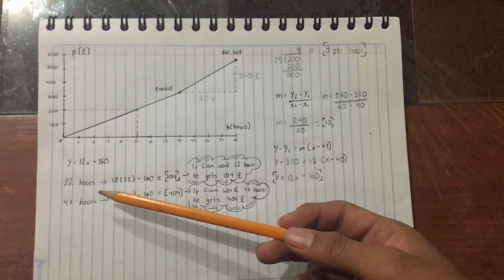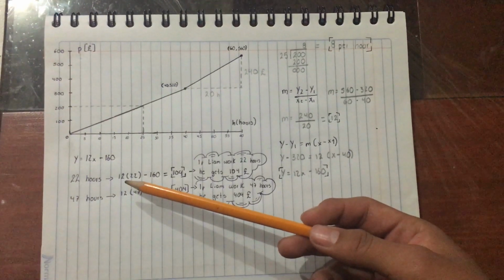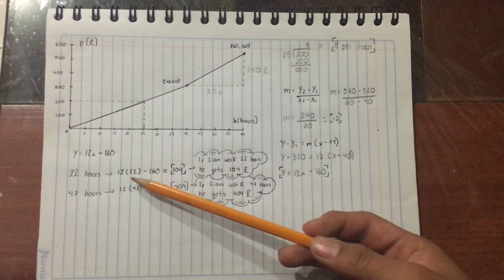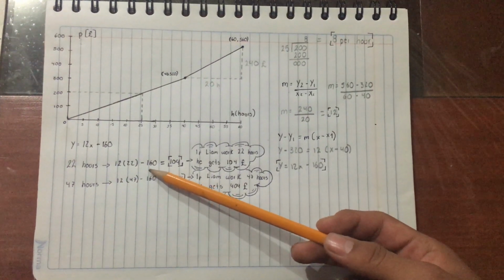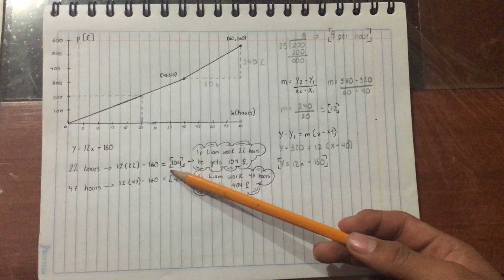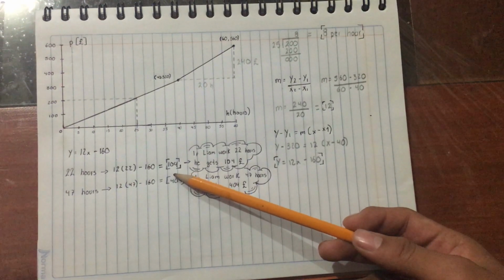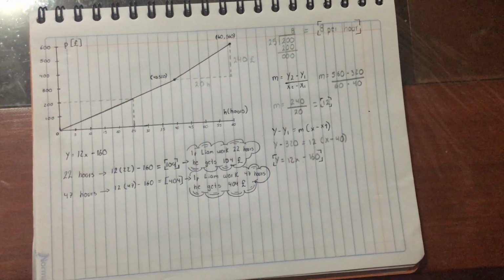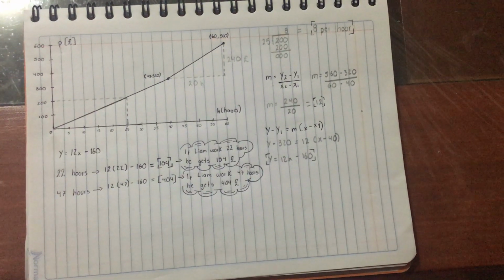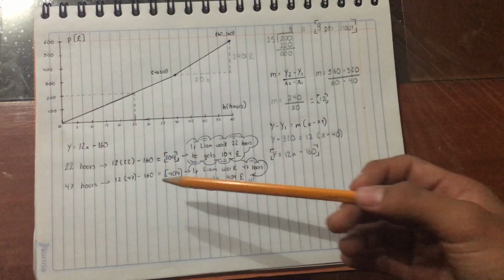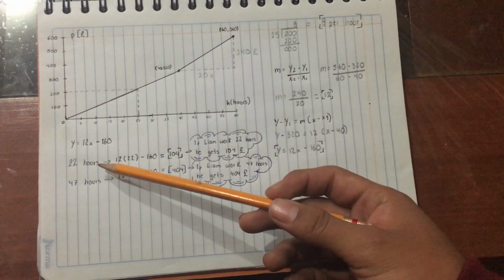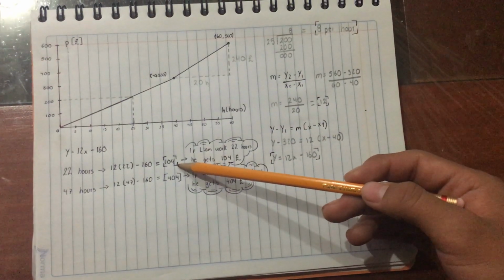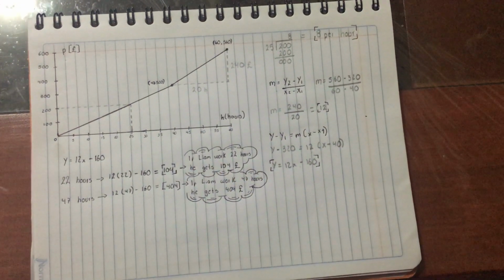So 22 hours: 12 times 22 minus 160 is equal to 104. A different way of interpreting it: if Liam works 22 hours, he gets $104.